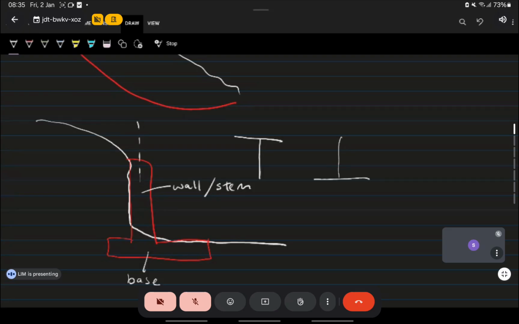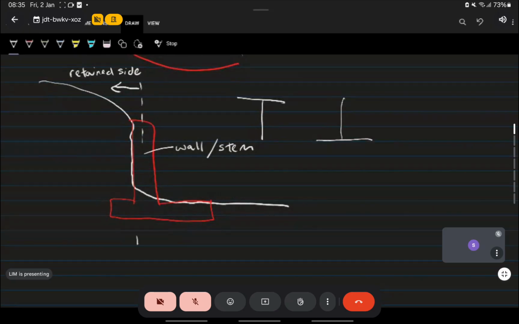And then the retaining wall, you can split it in half. The part with the soil, the part where you are retaining the soil, is called the retained side. Yeah, this is where you're retaining the soil. Now, in terms of the base, you can split it into two terminology as well. Okay. So the base itself, the front of the base, we can call it the toe. The back of the base, you can call it the heel. Okay, so this is some further terminology that normally we use in retaining wall design.